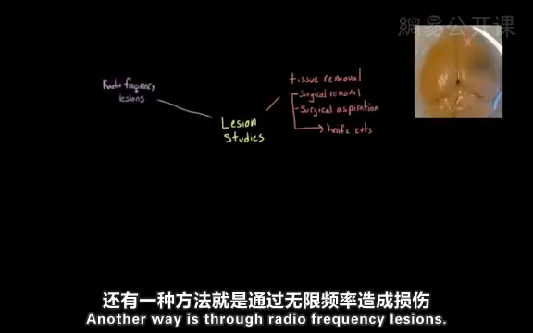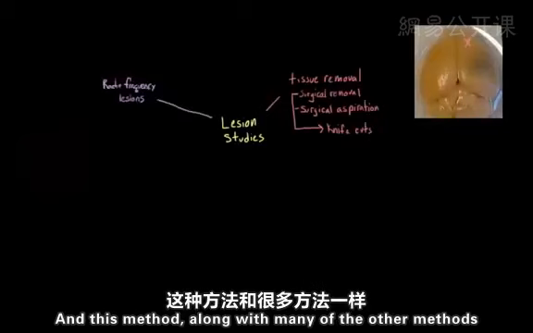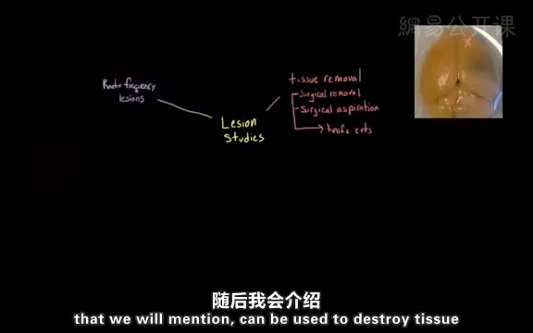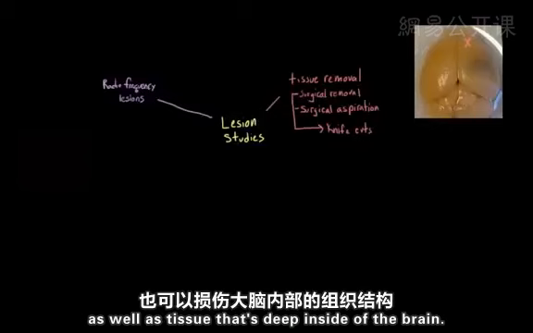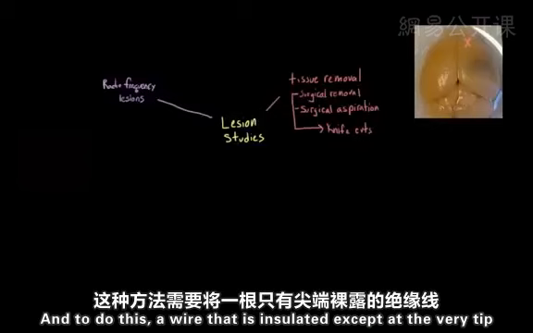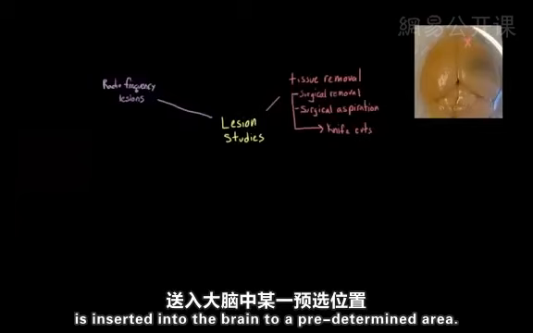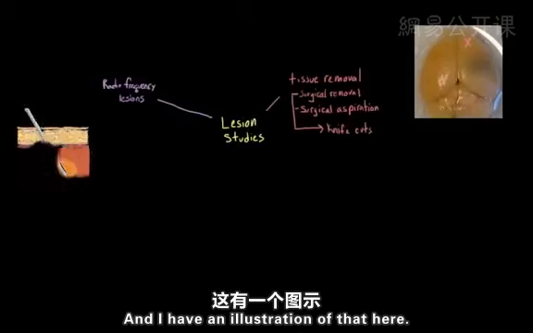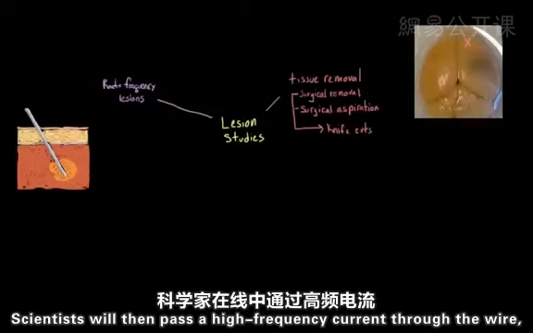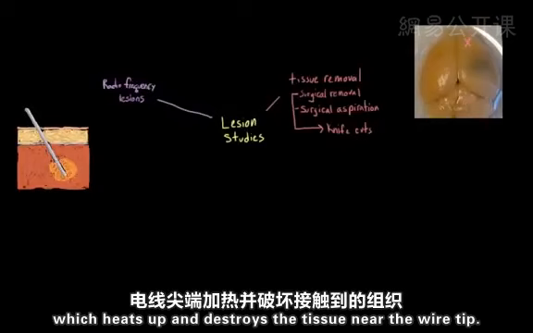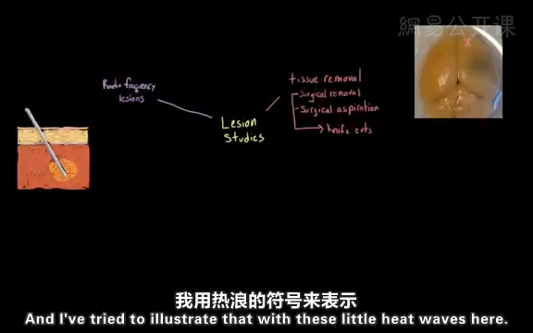Another way is through radiofrequency lesions. And this method, along with many of the other methods that we will mention, can be used to destroy tissue both on the surface of the brain as well as tissue that's deep inside of the brain. And to do this, a wire that is insulated except to the very tip is inserted into the brain to a predetermined area. And I have an illustration of that here. So let's say that this wire has been inserted into a tumor that's right below the skin. Scientists will then pass a high-frequency current through the wire, which heats up and destroys the tissue near the wire tip. And I've tried to illustrate that with these little heat waves here.